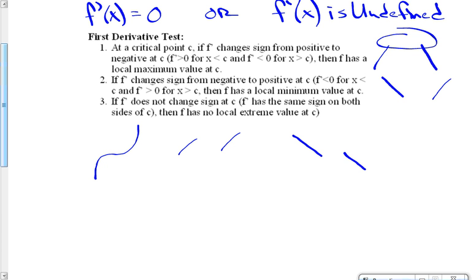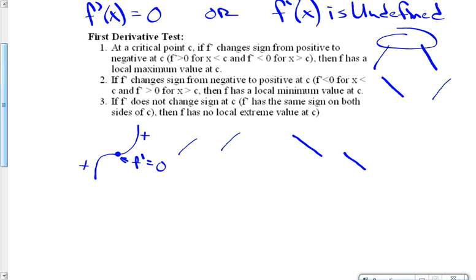Yeah? You've seen those graphs before, like y equals x cubed? Okay. There's not a local extreme value there. It's got a positive slope to the left, it's got a positive slope to the right, and for a moment there, f prime is 0. Okay? So just a couple little pictures to tie into first derivative test. That's the big thing that we're doing today.